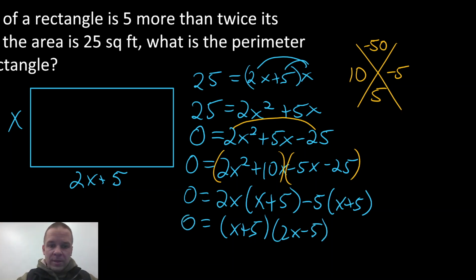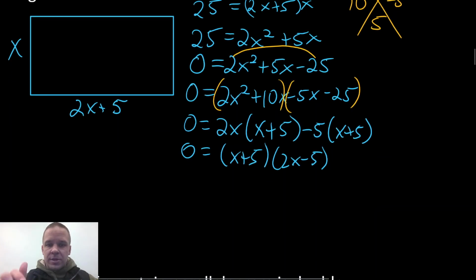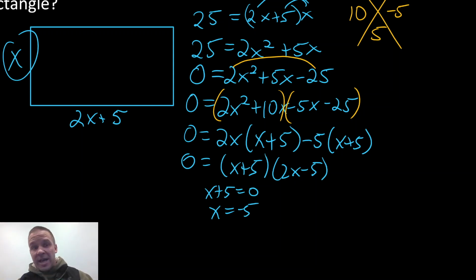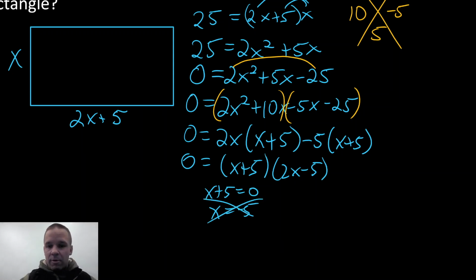Whew, we are almost there, folks. We are almost there. Scooch this up. I'm going to have x plus 5 equals 0. So I get x equals negative 5. Well, obviously that can't happen because one of my lengths is x. All right, so I'm going to eliminate that right away.